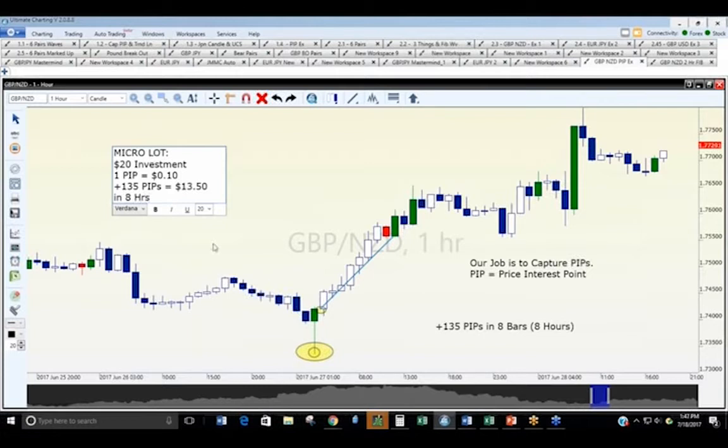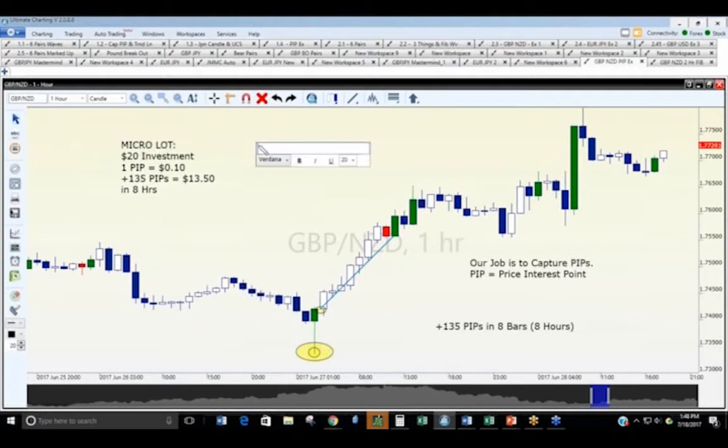Does this make sense so far for everybody? So if you were trading a micro lot and you had done this trade, it would take a $20 investment to trade that 1 micro lot. Each pip is worth 10 cents. It generated 135 pips, so you made $13.50 in 8 hours. Now, a lot of you are saying, well, Steve, that's great, but that's not a lot of money. That's okay, because you're just starting out. That's just kind of like 1 share. Well, now let's say you do the equivalent of 10 shares. Again, we call them lots.